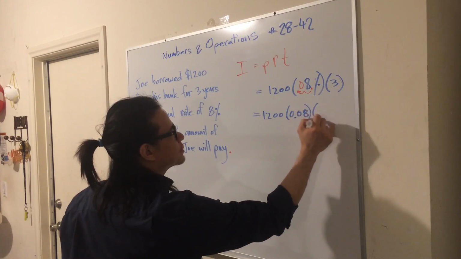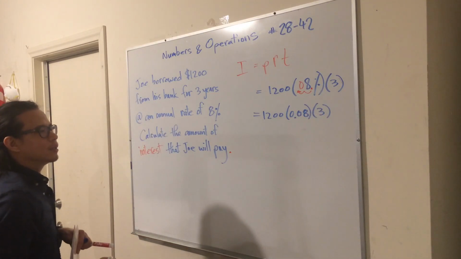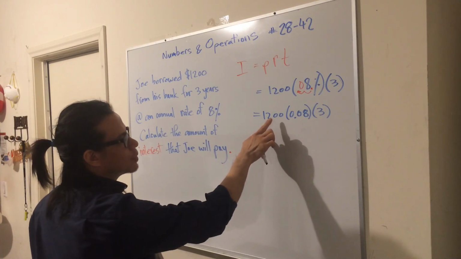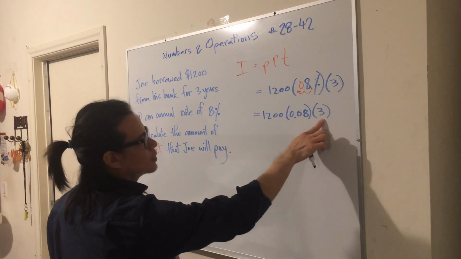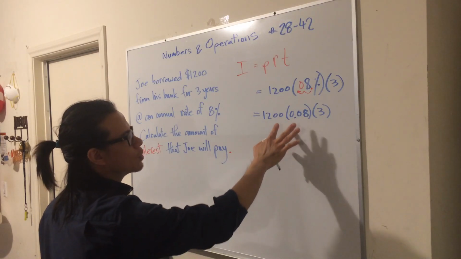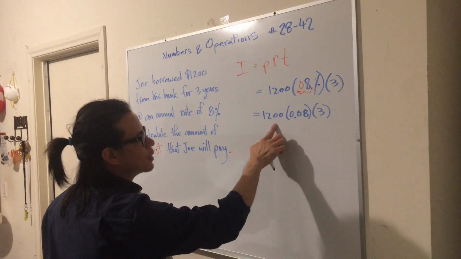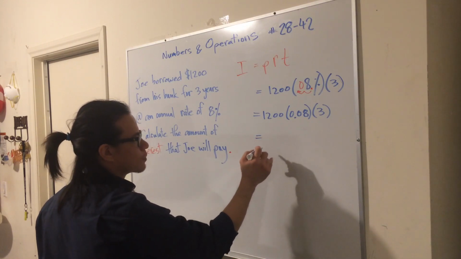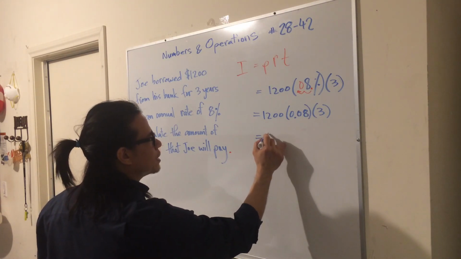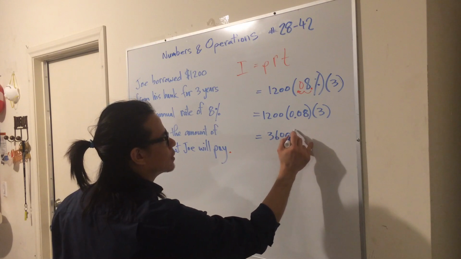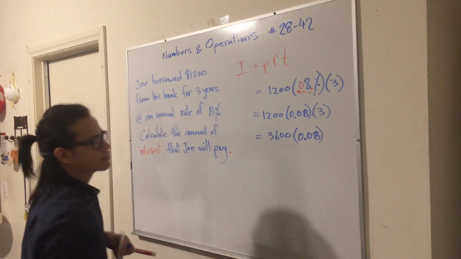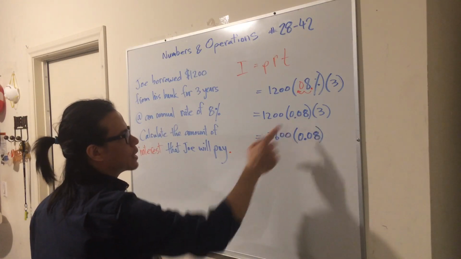So altogether we're going to take 1,200 times 0.08 times 3. Now, when we're multiplying numbers, it does not matter whether you multiply the first term and the third term first, either way, you're going to get the same answer. So I'm going to take 1,200 times 3 before I multiply the 0.08. So 1,200 times 3, I'm going to get 3,600, and then I'll multiply it by 0.08. Either way, you're going to get the same answer.